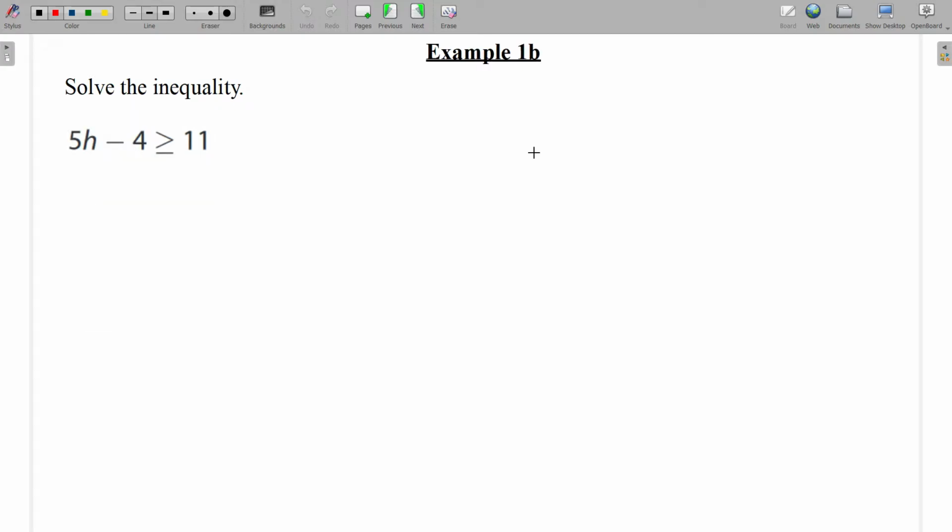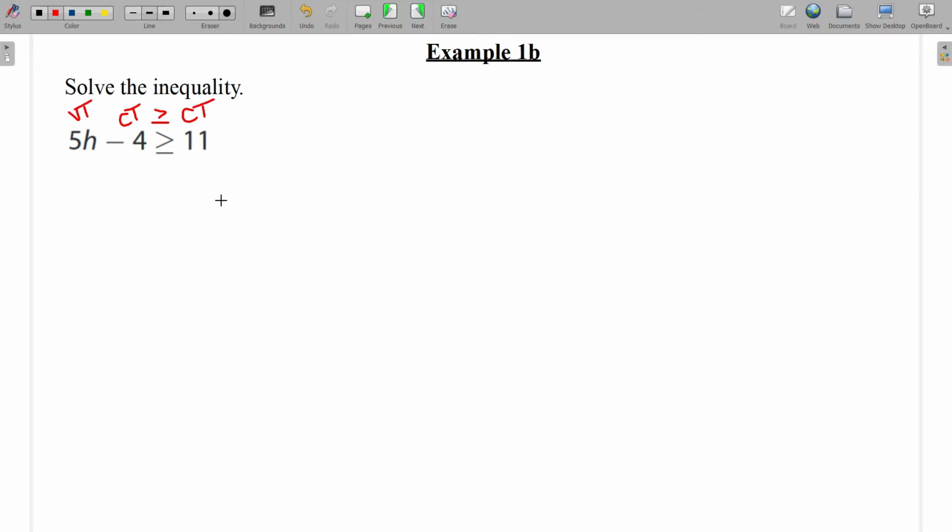In example 1b, we're asked to solve the inequality 5h minus 4 greater than or equal to 11. Just like what we did in example 1a, we're first going to go through and evaluate what kind of terms we have in the inequality and where they're located in relation to it. So the 5h is going to be a variable term. My negative 4 is going to be a constant term. We have our greater than or equal to sign. And then 11 is going to be a constant term.